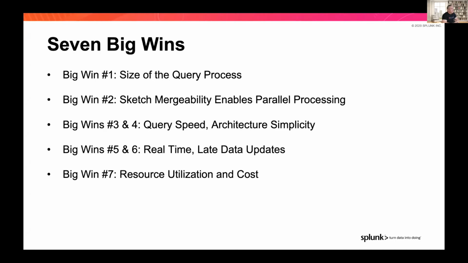Big win number 2 is the mergeability, which enables parallel processing, whether it's in the stream or later on when you're doing the analytics, you can combine the data sets and do it all in parallel. It simplifies the query speed because you're not scanning millions of records. You have a summary across a bitmap, which is a few kilobytes, so the results are almost instantaneous.